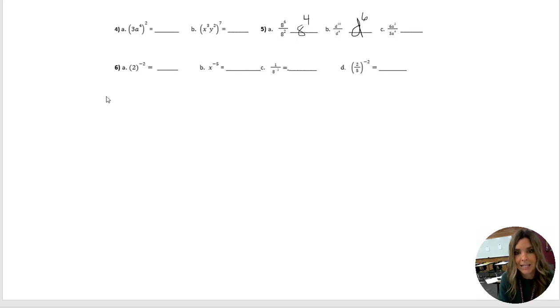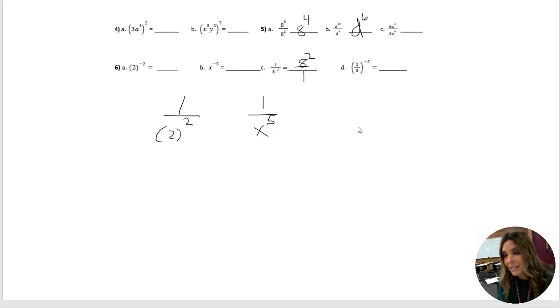was simplifying negative exponents. So 2 to the negative 2 becomes 1 over 2 to the positive 2. X to the negative 5th becomes 1 over x to the positive 5th. When you have 1 over 8 to the negative 2, remember the way that you simplify that one is the 8 to the negative 2 moves to the top as 8 to the positive 2.